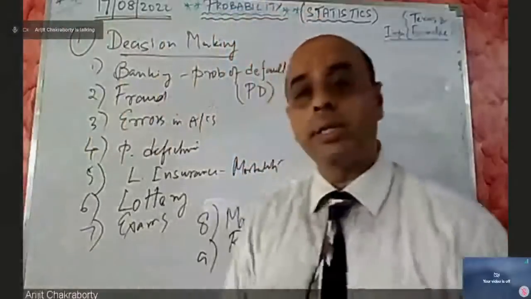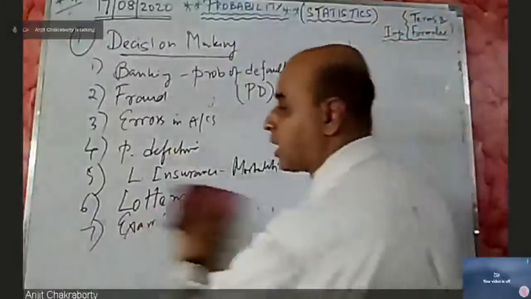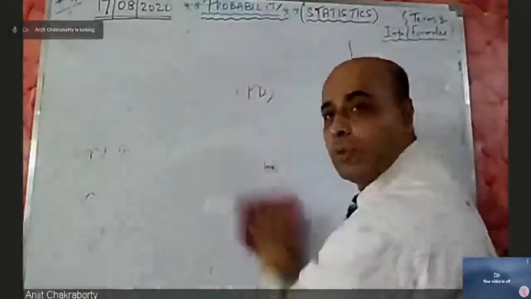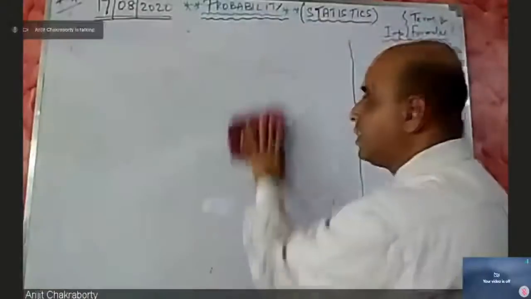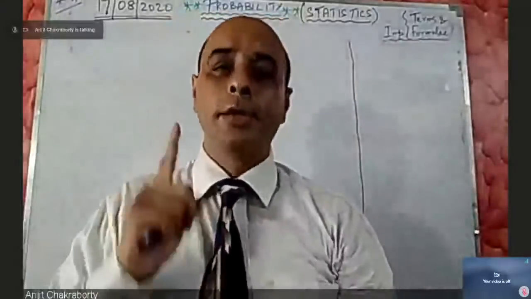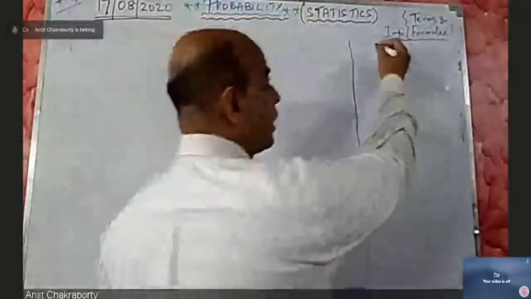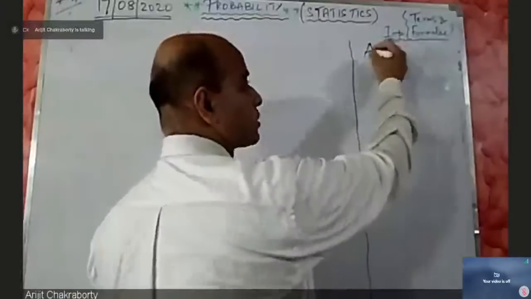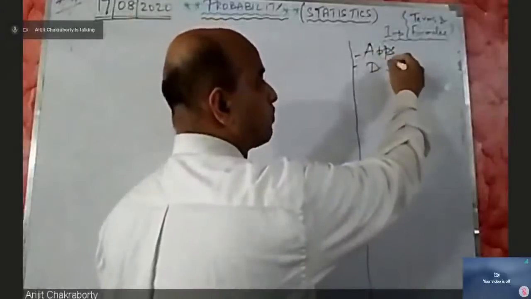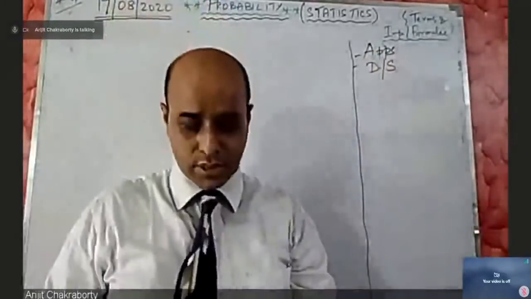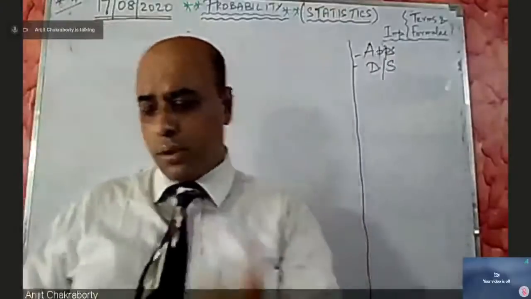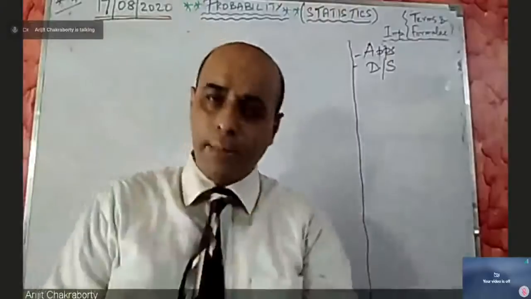Now we have seen the first part, that is the applications of probability, and you can just keep a note in your exercise copy that probability is used for managerial decision making. So I'm writing the first point. We have done the applications, apps, and then we have looked at the fact that it helps in decision support. Right? DS, decision support.